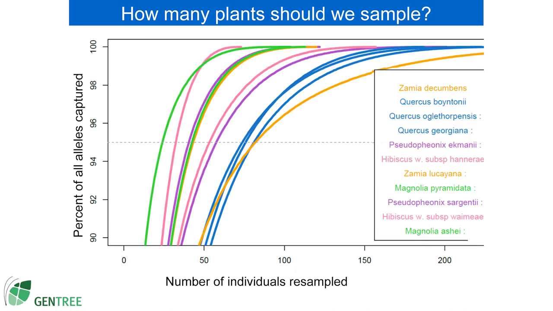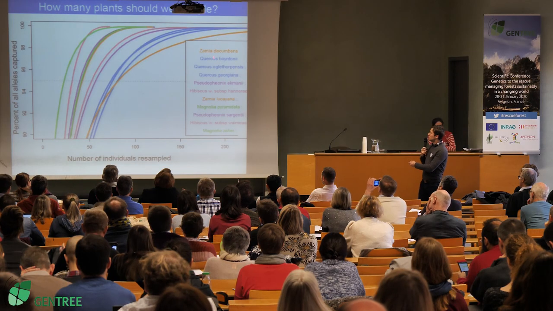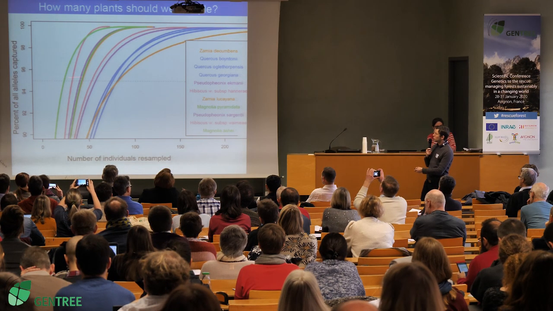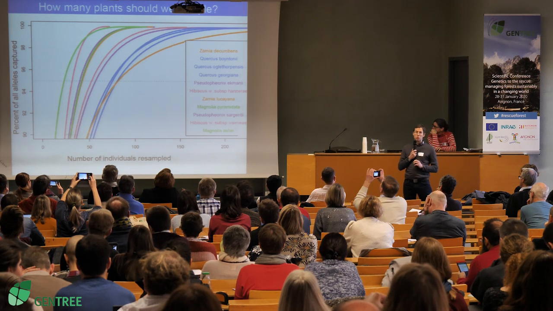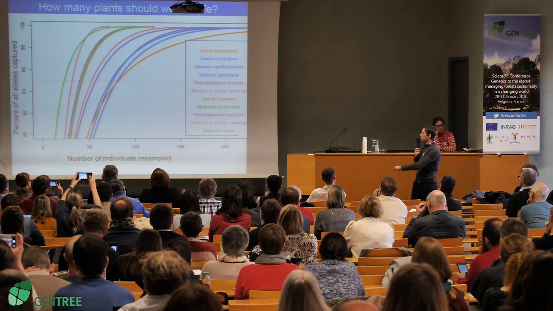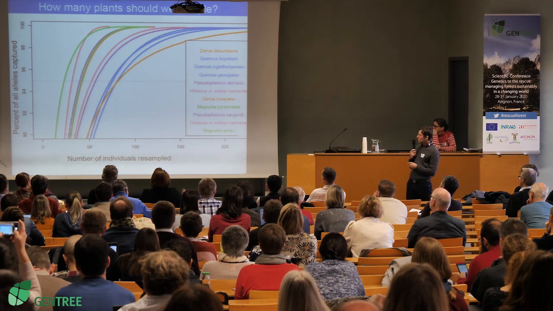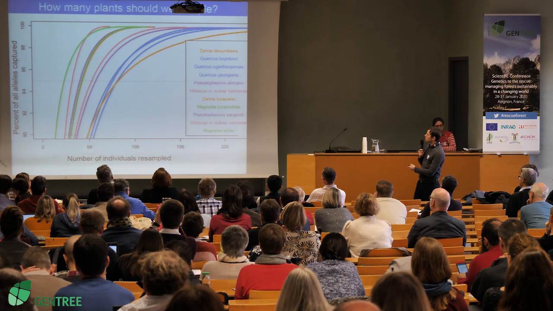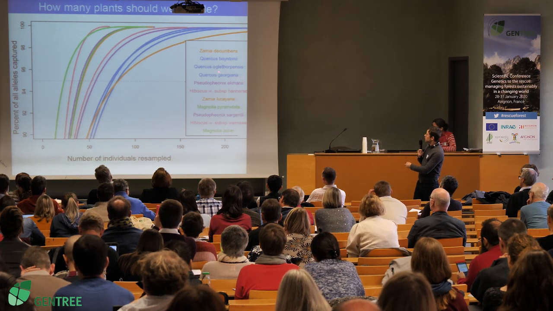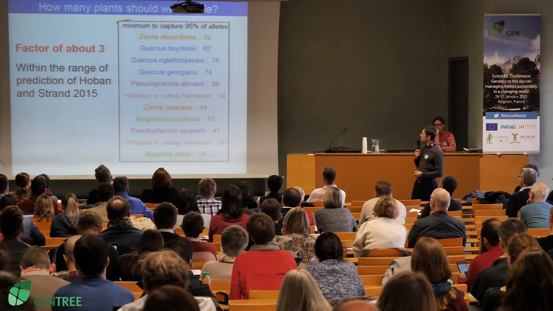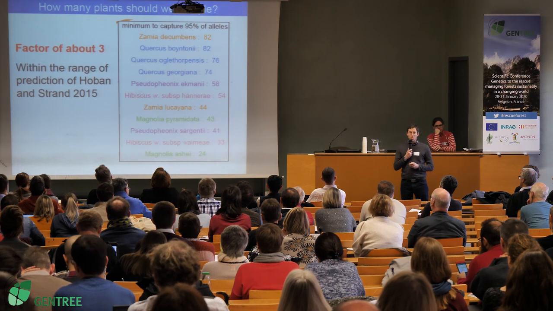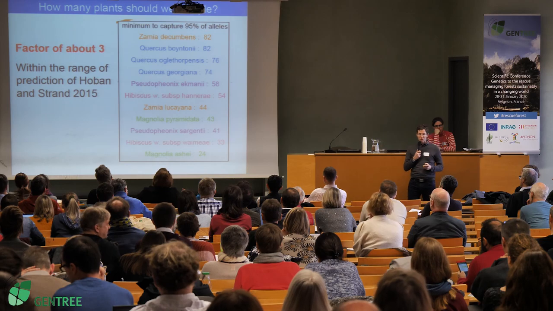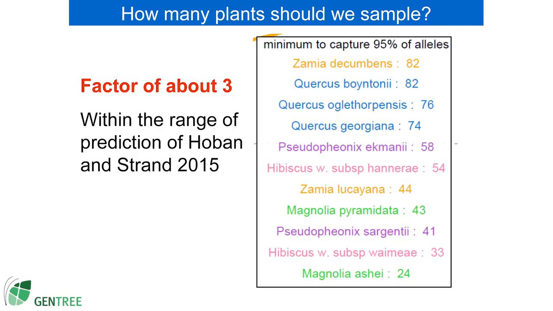So we do that for all 11 species shown here, colored by genus, and you see they don't overlap. If there was one optimal strategy for all species, they would all pretty much overlap, but they don't. And even within a genus, there's a lot of variation among the species, except possibly for Quercus. They all clump together. This is the minimum optimal size to get 95% of the alleles. With a small caveat, we dropped all the singletons and doubletons, and we can talk about that later if you want.